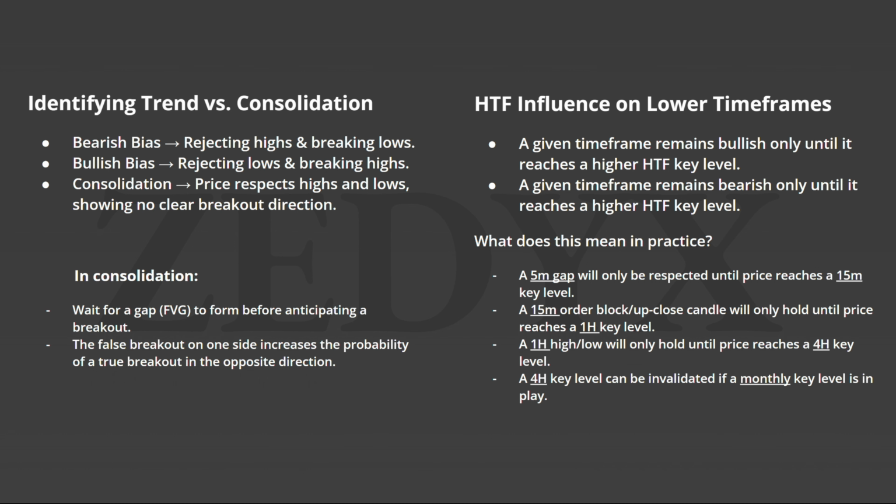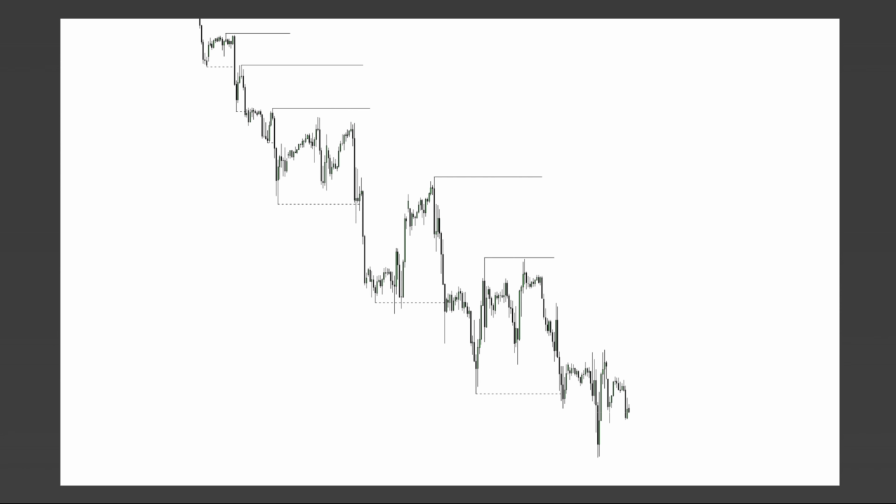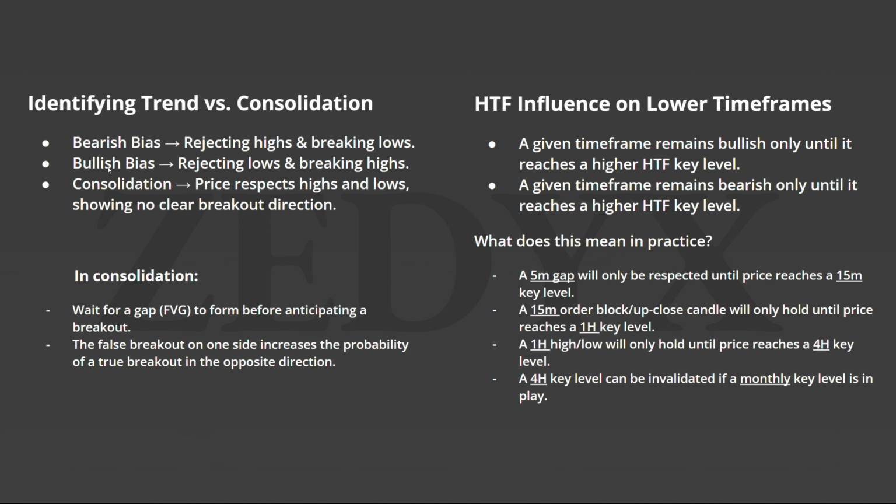Identifying trends versus consolidation. A bearish bias equals rejecting highs and breaking lows, as we mentioned right here. A bullish bias is rejecting lows and breaking highs. And a consolidation is price respecting highs and lows, showing no clear breakout direction. In a consolidation, we wait for a gap or a fair value gap to form before anticipating a breakout. A false breakout on one side, let's say the buy side, increases the probability of a true breakout in the opposite direction, so the sell side.